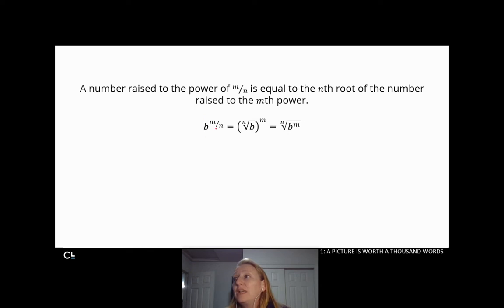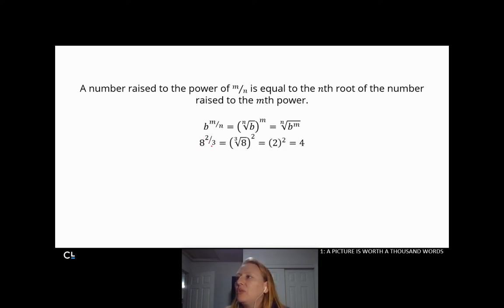So if I have something like b to the m over n power, then it's the nth root of b raised to the m power. So see how my numerator is just a normal everyday exponent, but my denominator is the root. That's what we were just playing with. And you can write it like this, or you can write it like this. Both ways of writing it are correct. I tend to like to work it out this way. Let me show you why.